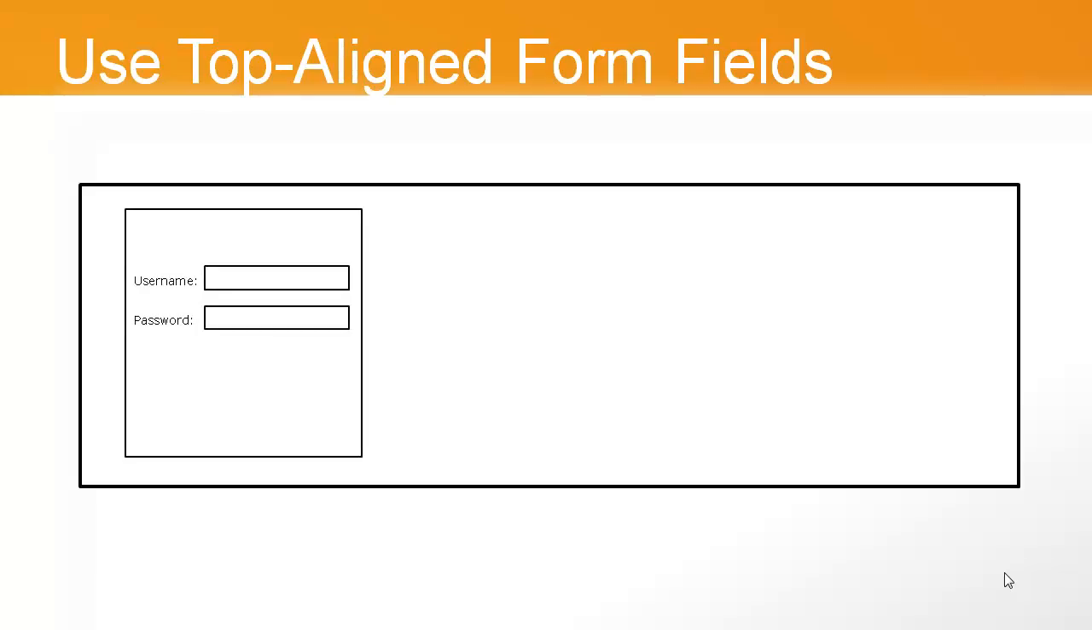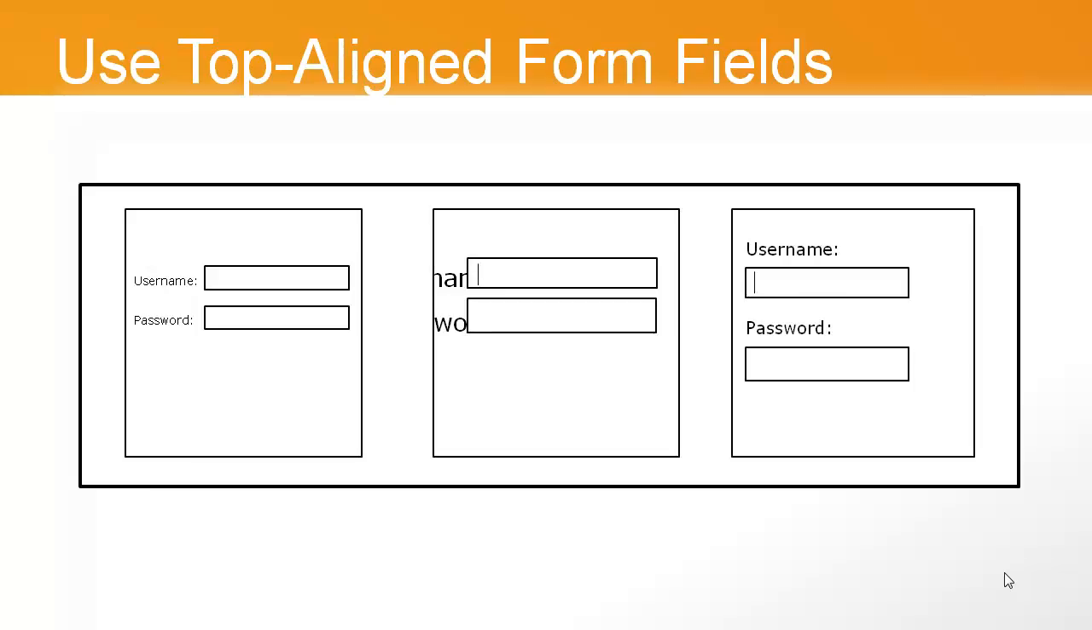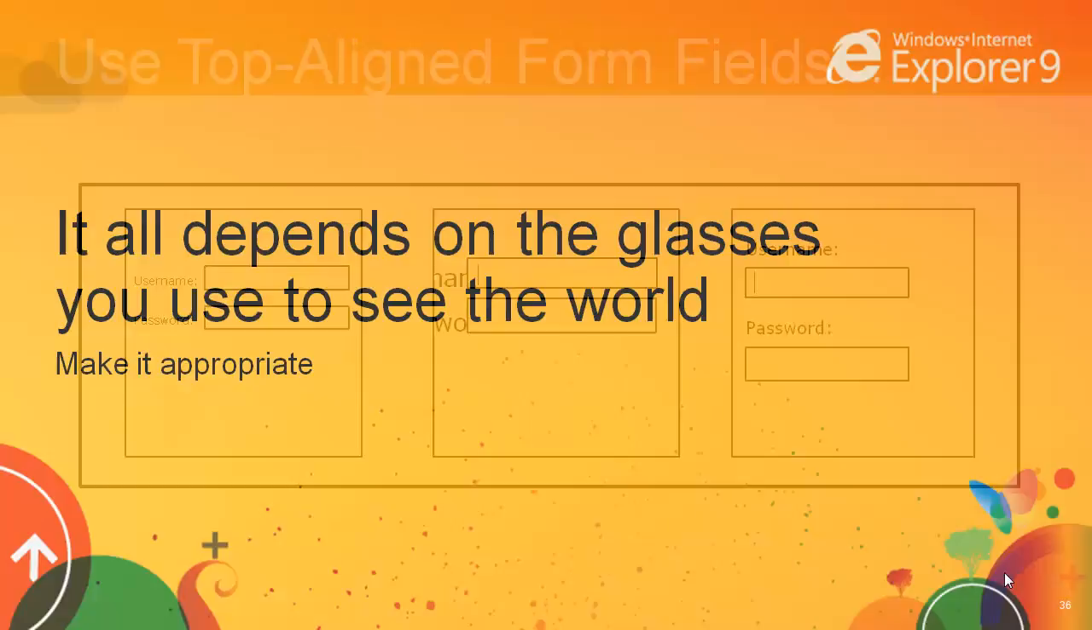As an example, for top-align form fields, if you have it this way, when you zoom in on the device, it's going to end up like this. You want it to end up like this. We're going to see in the slides how you can handle this in a dynamic way for your web pages.